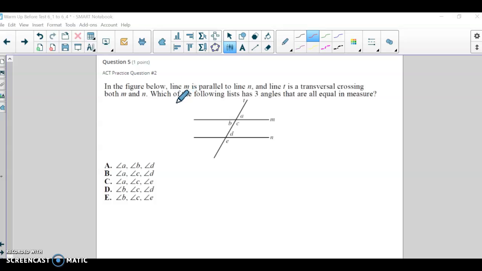All right. This is a practice question. This is from 5.3 day one, ACT practice question. This is about lines that are parallel and we have a transversal. Okay, which of the list has three angles that are equal in measure?